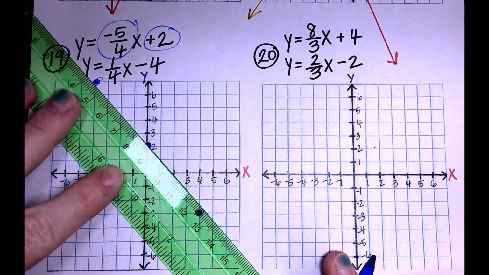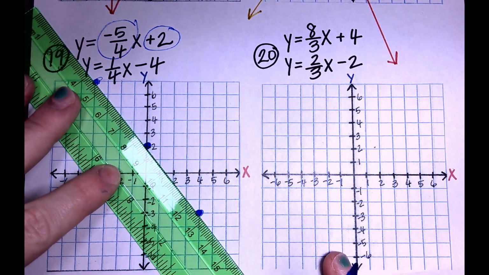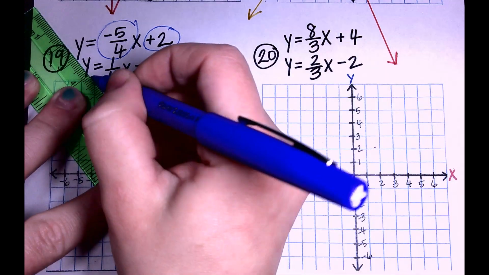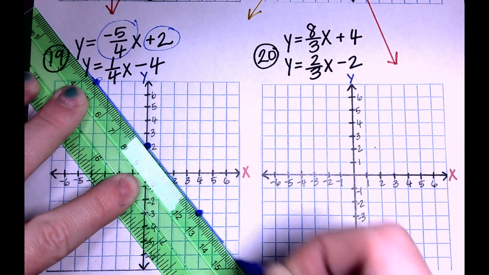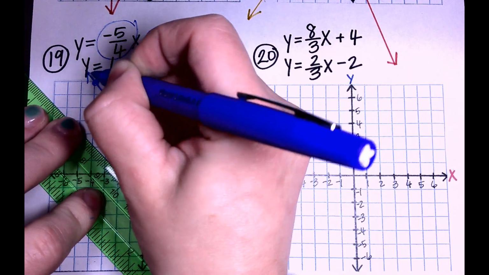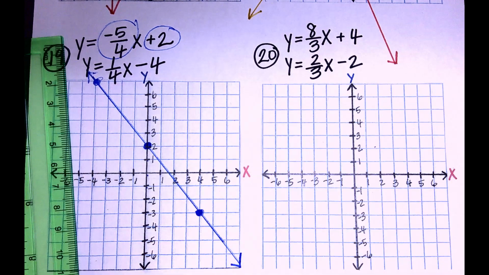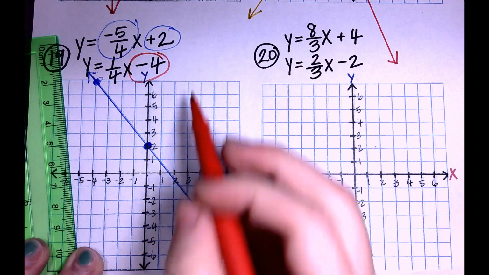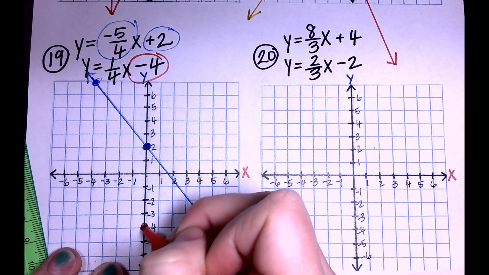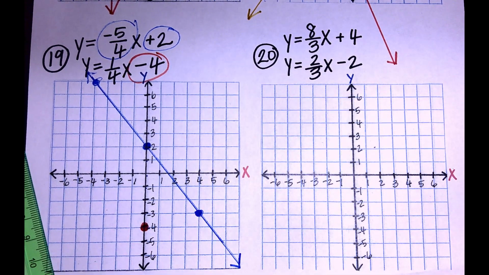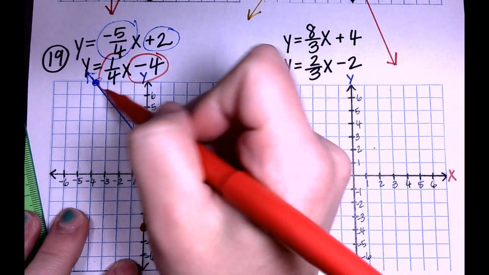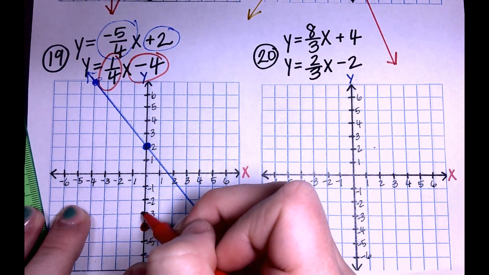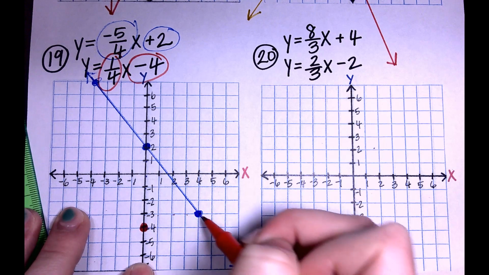And when I start looking at the second line, what will my starting point be for that one? Negative 4. Okay, so there's my first one. Now my second one, negative 4 is my starting point. That's the y-intercept. So we'll start at negative 4 on the y-axis. Where do I go from there? Up 1. Yes. 1 over 4 is my slope. I go up 1. I go over 1, 2, 3, 4. There we go.